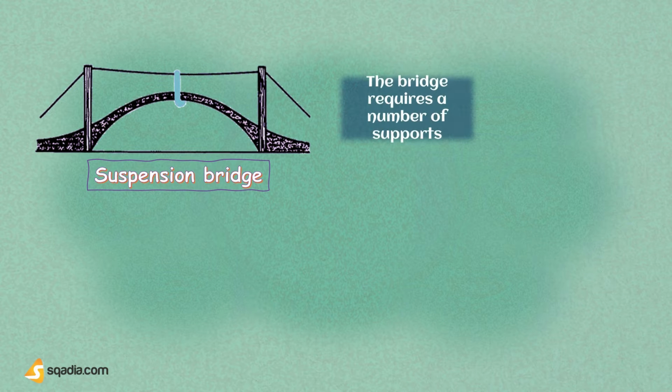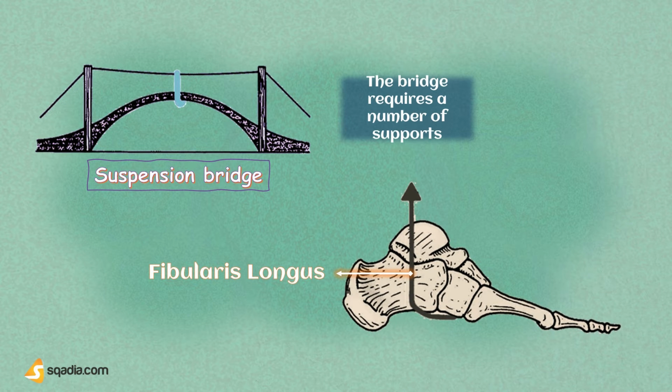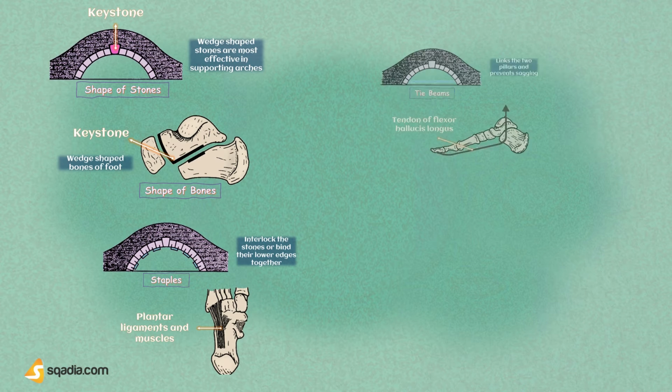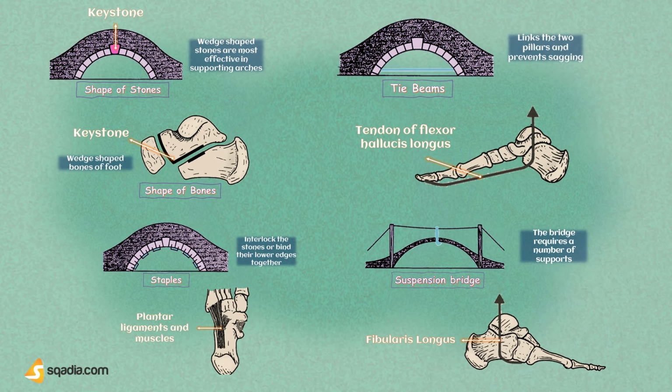Suspension bridge. The upkeep of the arch in this instance is dependent on a number of supports holding it from a cable above the bridge's level. In the foot, this job is done by muscles such as the fibularis longus. So, that was just an example of the similarity of the arches of the foot with the engineering of a stone bridge. Let's look at the arches of the feet under these headings.